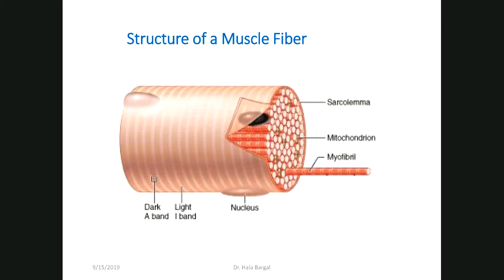Here is the sarcolemma. The sarcolemma is the outer fibrous sheath which surrounds the muscle fiber, right? And this striation will appear in the form of dark A band and light I band, right? Each muscle fiber is formed of multiple myofibrils. This one is the myofibril. Surrounding the myofibril are the mitochondria. When you remember the structure of the cell, that is the organelle which is responsible for the production of energy.